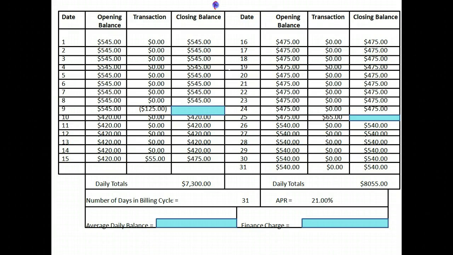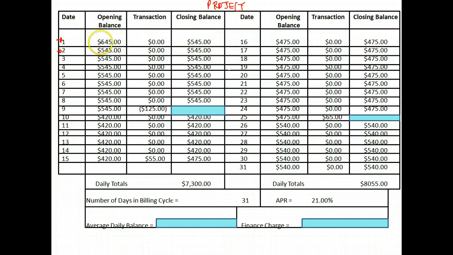All right, so on this page of the project, they've given you a credit card statement. And this statement, the interest or the finance charge is calculated using the average daily balance method. Notice they wrote each day out individually, what the balance was, any transactions that were made that day, and the closing balance.